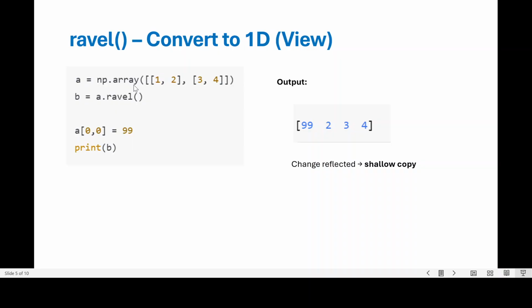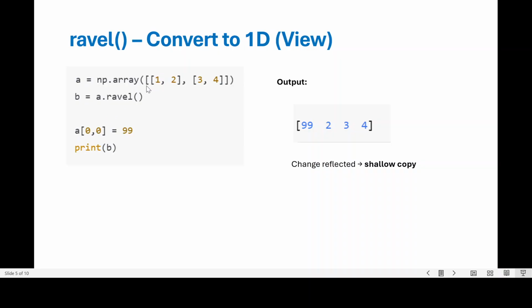Here I am creating a two-dimensional NumPy array by using the function np.array() and storing it in variable a. This array has 2 rows and 2 columns. Then b = a.ravel(). In this statement we use the ravel() function. It converts the two-dimensional array a into a one-dimensional array. The result is stored in variable b. Unlike flatten(), ravel() does not create a new copy. Instead, b becomes a view of a. So see here, after creating a view of a in b, I am changing a[0][0].